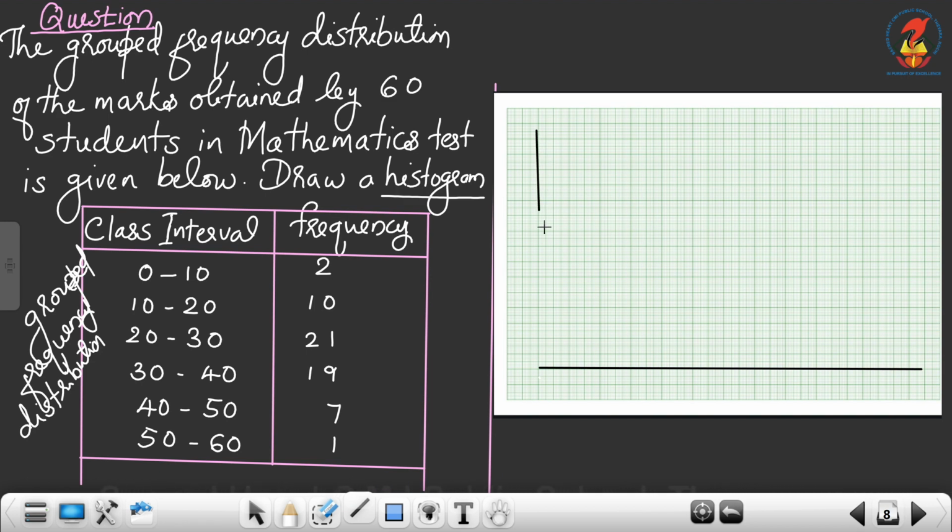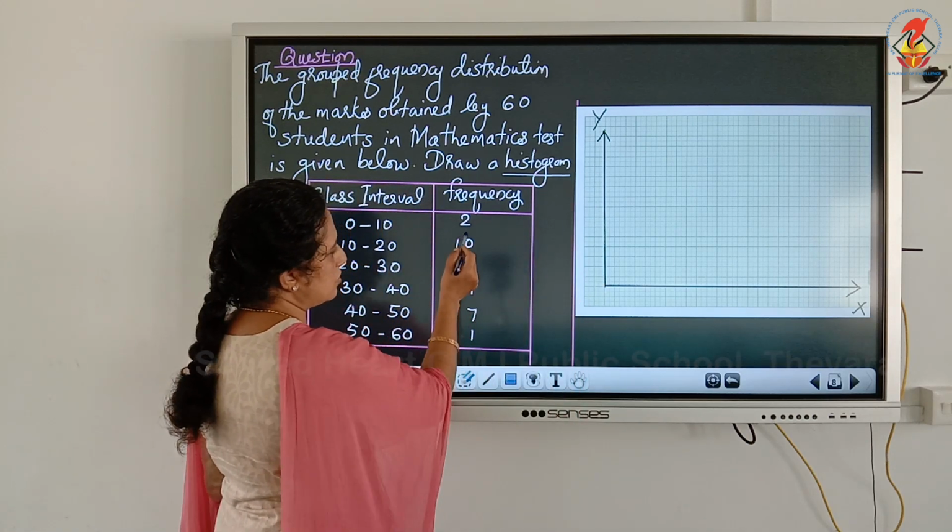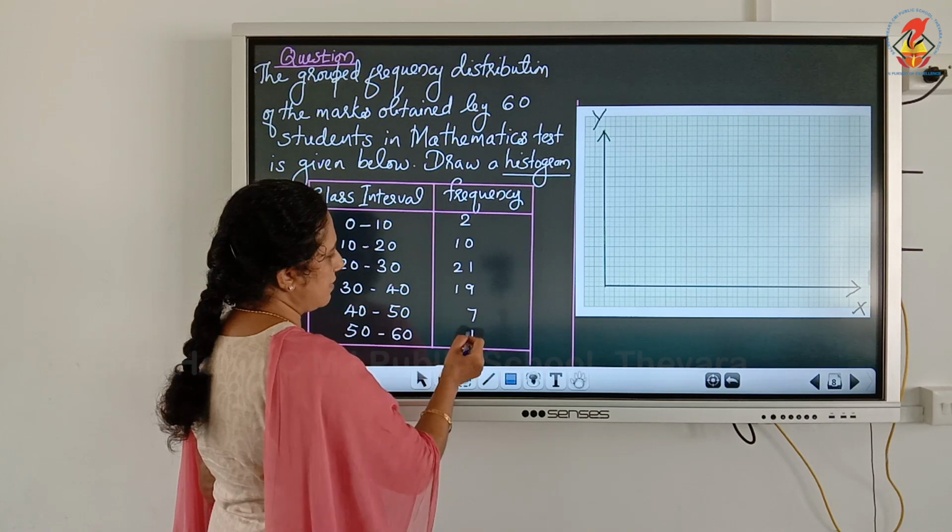Then we have the vertical axis. The horizontal axis is the x axis, and the vertical axis you can mark as the y axis. Along the x axis, the horizontal axis, you have to mark the class intervals, and the frequencies we have to mark on the y axis. Now look at the frequencies: 2, 10, 21, 19, 7, 1.